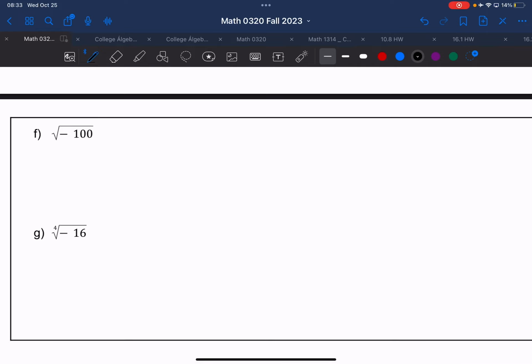Okay, F, square root of negative 100. What's the answer here? No solution. Why is it no solution? There's a negative inside that radical, and our nth root is even, because if we don't see an nth root here, we assume that this is the square root, and what's the number for square root? 2. So if our nth root is even and we have a negative under the square root, it's no solution.